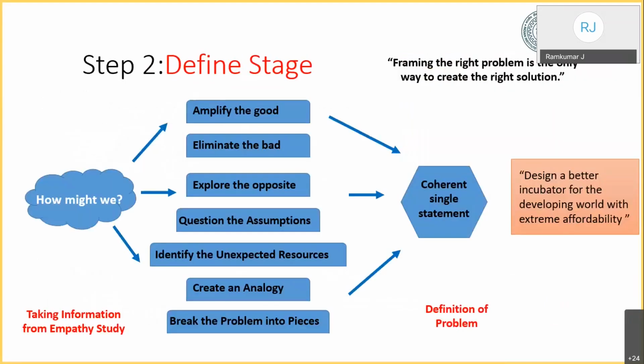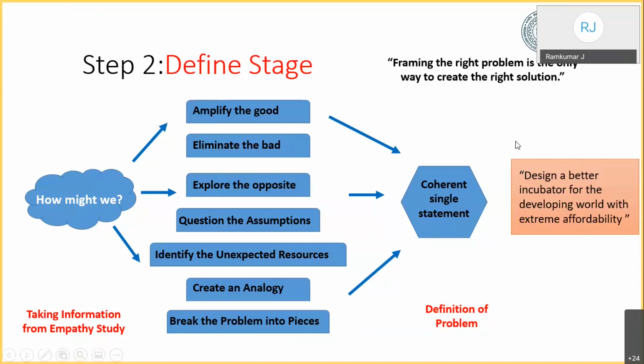Now the next stage is the definition stage. You have to amplify the good, eliminate the bad, explore the opposite, question the assumptions, identify the unexpected resources, create an analogy, and break the problem into pieces. All these things you have to do in stage 2. How might we do all these things? Then after doing all these things, you coherently develop a single statement: design a better incubator for the developing world with extreme affordability. I don't talk about dollars or wallet, nothing, just extreme affordability.